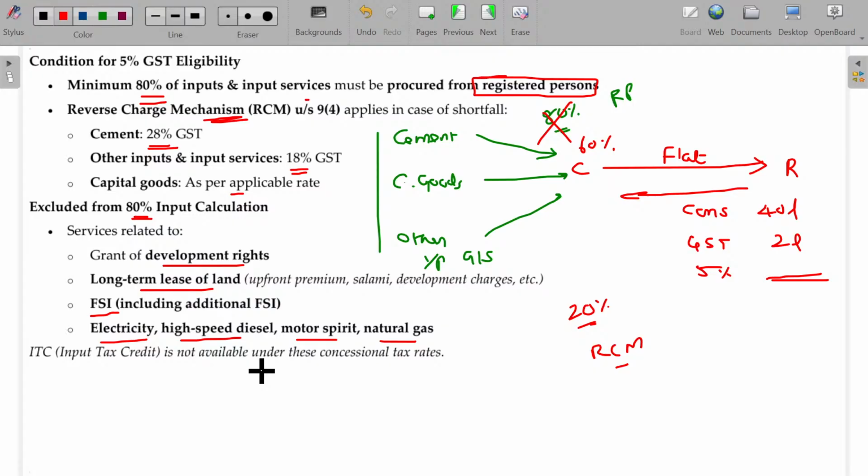Whatever amount you spend for constructing the flats, leave that remaining value and verify whether 80% is received from registered persons. Yes, sir, then no problem. No, sir, only 60% registered, then the remaining 20% you have to consider for the RCM basis. Only then you will be able to pay 5% GST for the final goods. Clear?